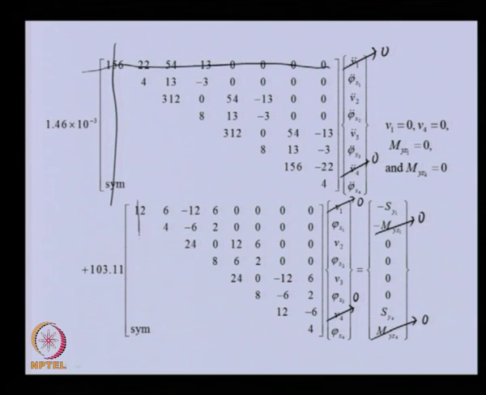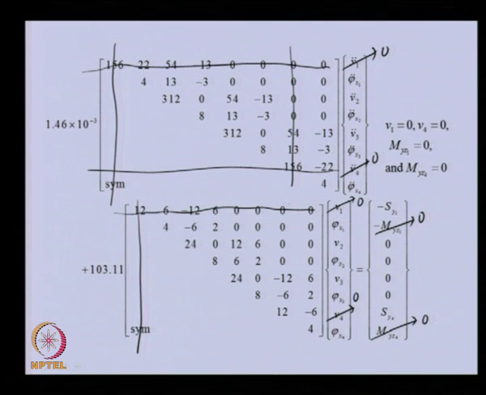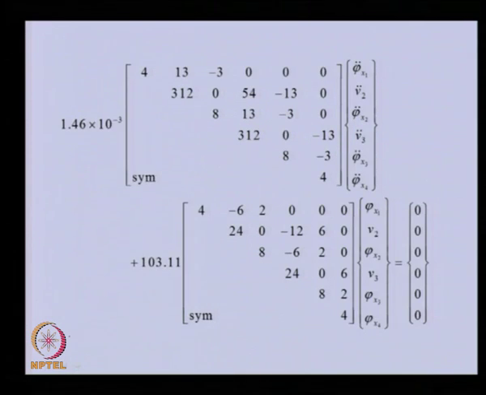Similarly, in the stiffness matrix, the first column and first row will be eliminated, and the 7th column and 7th row will be eliminated. Here also the 7th column and 7th row we will eliminate. So, the remaining terms will be carried into the reduced form of the assembled equation. If we see the next equation, this is the reduced form, because we have already eliminated 2 rows and 2 columns.